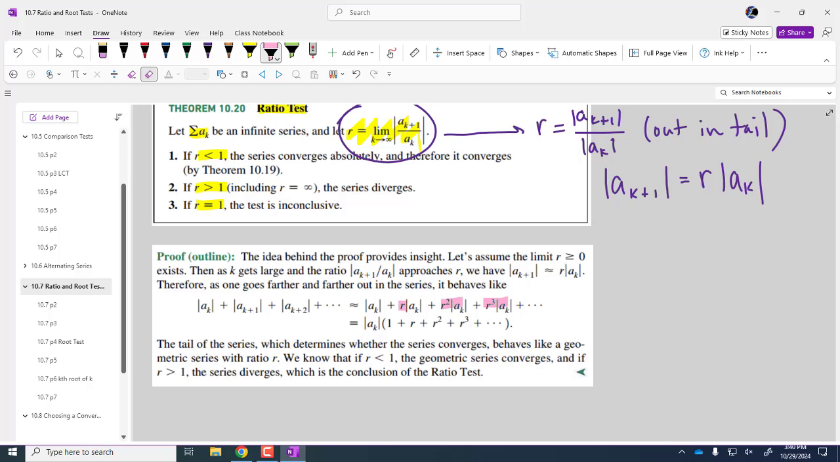So out in the tail, the series is going to act geometric. And so that's why we end up with the same conclusions that we had from the geometric series. Bigger than 1, converge. Less than 1, diverge. Equal to 1, inconclusive. So let's try this little ratio test.